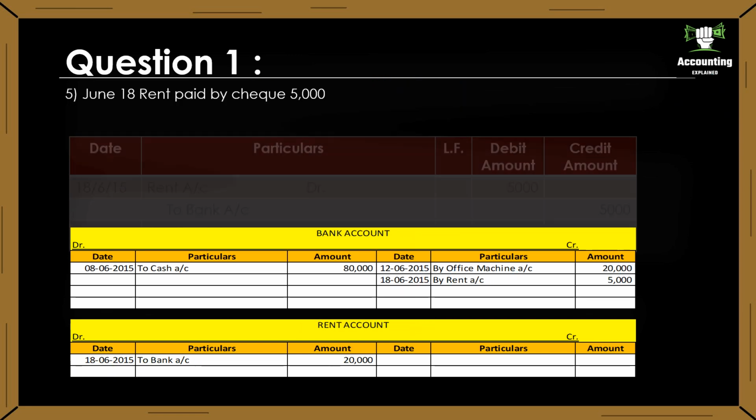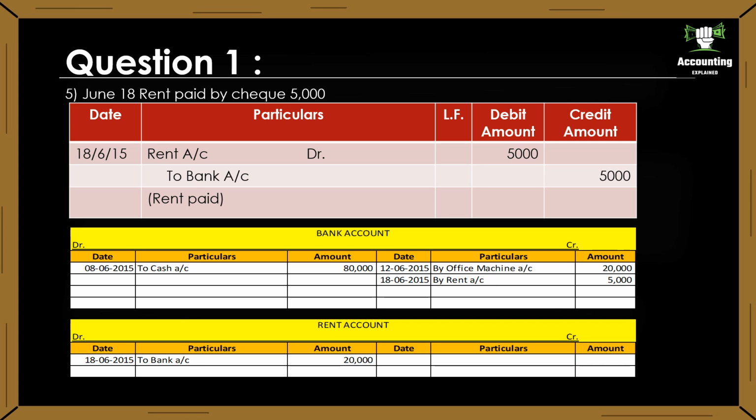June 18, rent paid by check rupees 5,000. So rent is an expense. When the expense increases, it has to be debited. Rent account debit 5,000 on 18/6/15. By check means again bank account, which is an asset. When the asset decreases, you have to credit it, bank account 5,000. Narration is rent paid. So two accounts are involved.